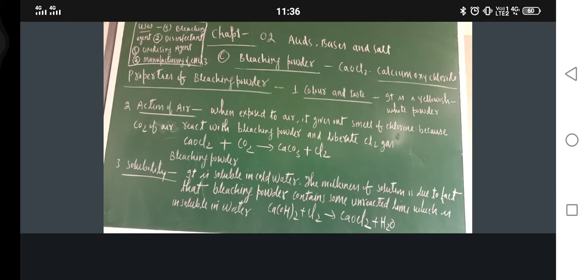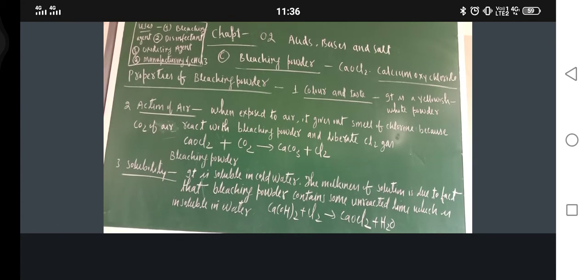It is formed between the reaction of slaked lime, that is calcium hydroxide, and chlorine. Okay, and its formula is CaOCl2. Chemical name is calcium oxychloride. What are the properties of bleaching powder?